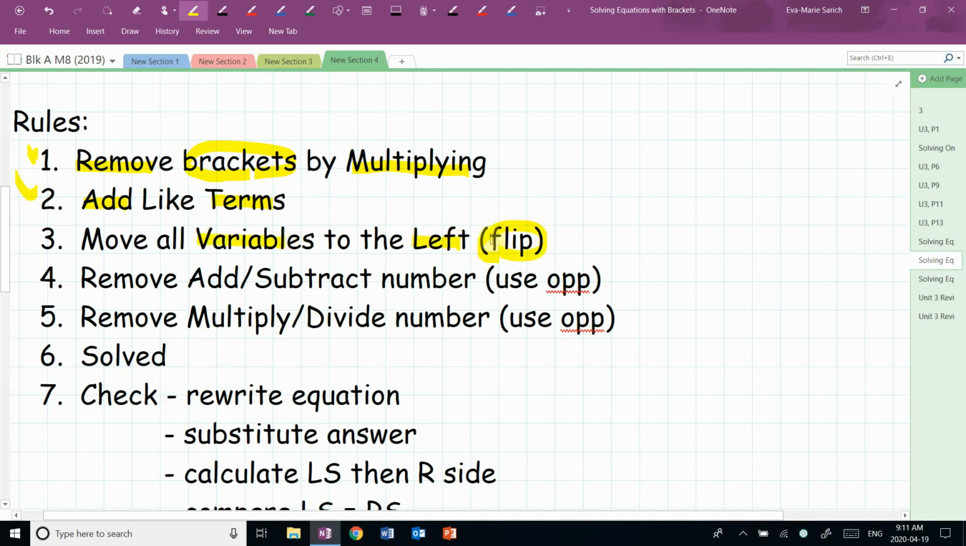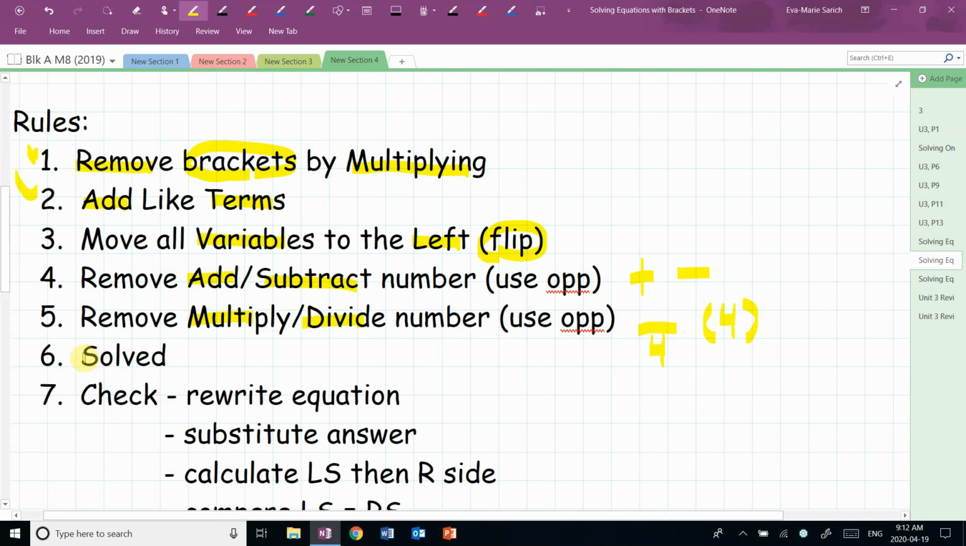So variables have to go to the left. At this stage, flipping will still work. Then we're going to remove the add and subtract number. Remember, we're using opposites. So if it's an add in the question, we're going to use a subtract. If it's a subtract, then we're going to use an add. The next step is to remove any multiply or divide numbers, and again we're going to use opposites. So if there's a multiply, we're going to use a fraction line to show divide, say dividing by 4. If there is a divide, we're going to multiply, and we're going to practice using brackets, not our times symbol.